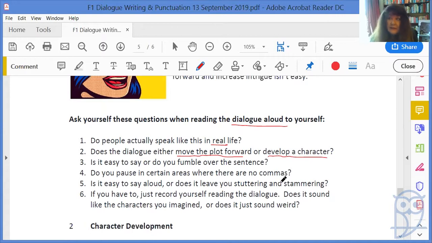So we know if the character's heroic. Is he a slob? Is he a happy person? Is he a gloomy person? Is what you're writing easy to say? Or are you fumbling and stuttering over the sentence?